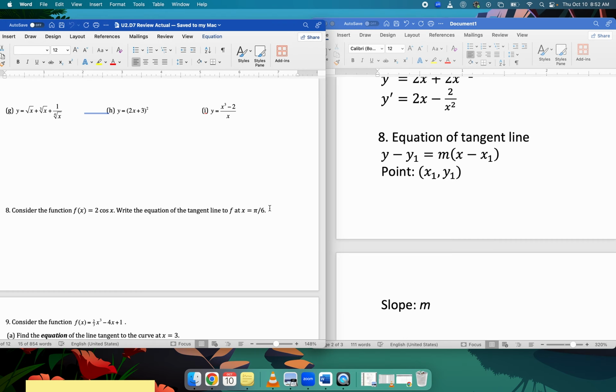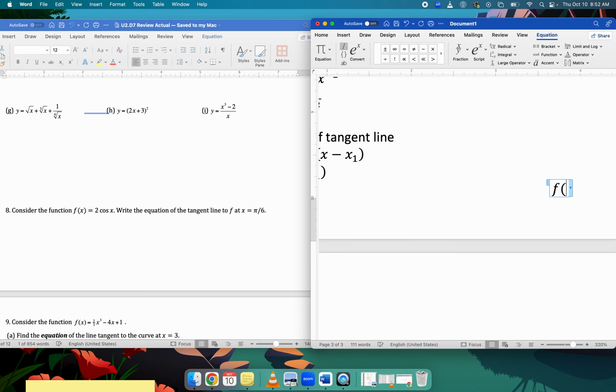Well, I'm thinking about the tangent line at x equals pi over 6. So the point on the line has x coordinate pi over 6. To find the y coordinate, I plug pi over 6 into this original function, right?